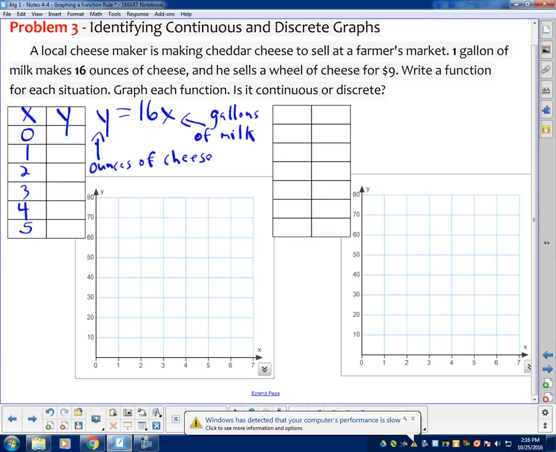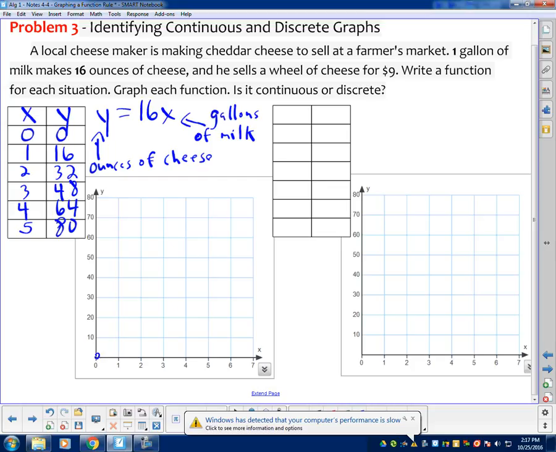So if I plug in 0, I get 0. If I plug in 1, I get 16. Plug in 2, I get 32. Plug in 3, 48. Plug in 4, 64. Plug in 5, 80. It goes up to 80. One of these graphs is going to be continuous and one is discrete. But let's go ahead and plot the points first.